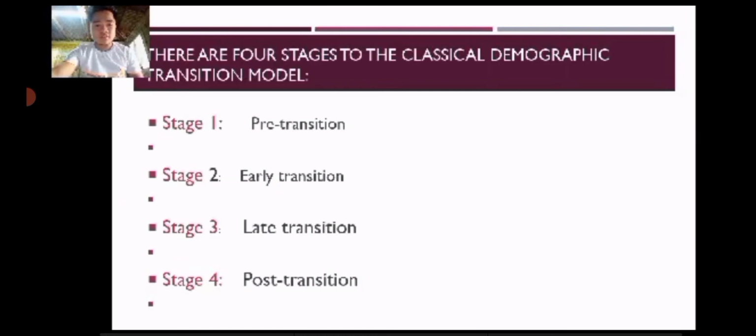But stage 3 is late transition. In late transition, birth rates start to decline and the rate of population growth decelerates. And stage 4 is the post-transition. Post-transitional societies are characterized by low birth and low death rates. Population growth is negligible or even enters a decline.